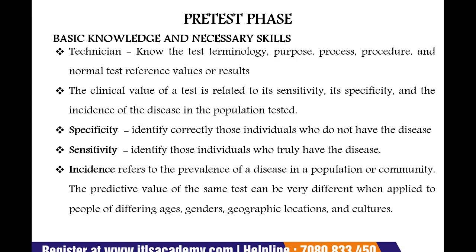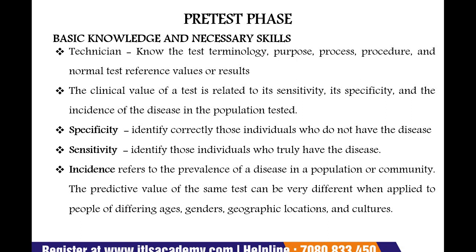What is the difference between specificity, sensitivity, and incidence? Specificity is the ability to correctly identify those individuals who do not have the disease. And how do we calculate specificity? The percentage of specificity is calculated as persons without disease who test negative, divided by the total number of persons without the disease, times 100. By this formula we calculate the percentage of specificity.